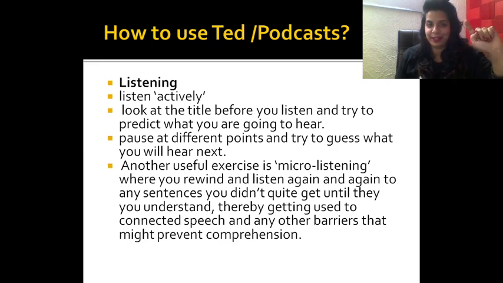Listen actively. Look at the title before you listen and try to predict what you are going to hear. The first thing, prediction. You are making your brain anticipate what is there. You're imagining that, okay, this is the title, so this could be there. For example, if I'm saying learning English through context, so we can brainstorm upon it that there would be some aspects which are related to English, some which are related to context, and then you try to bridge the gap between them.